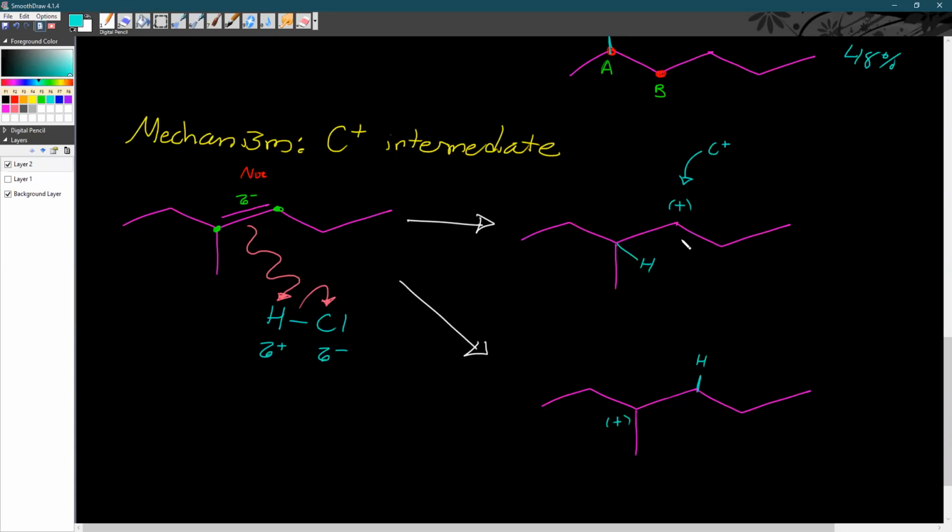Okay, which one of these things is the greater in concentration? Well, what I want you to see is this carbocation here is a secondary carbocation, whereas this one here is a tertiary carbocation. Okay? The more substituted a carbocation, the more stable. More substituted, more stable.